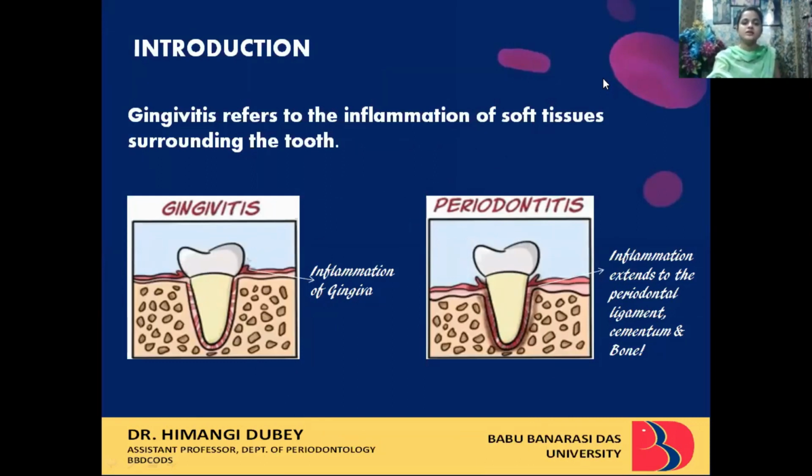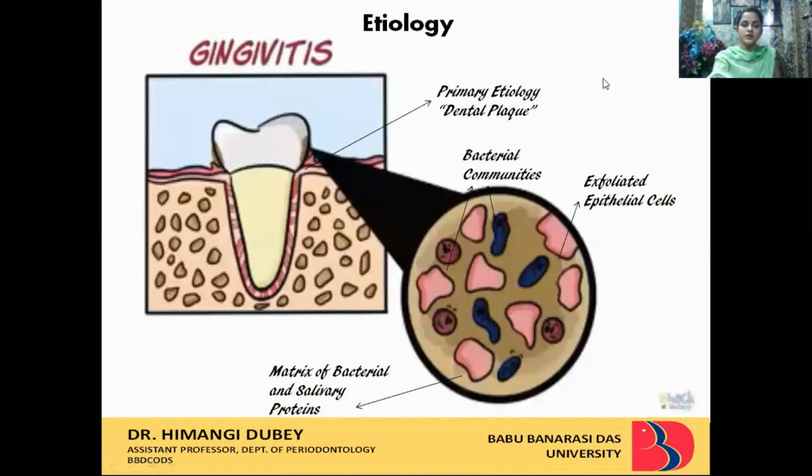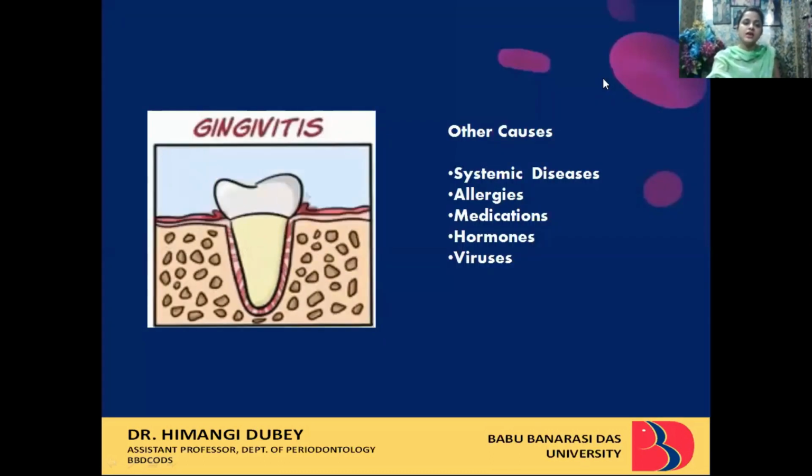Inflammation in gingivitis is restricted to the gingiva, unlike periodontitis, where inflammation extends to other periodontal tissues like periodontal ligament, cementum, and alveolar bone. The primary etiology of gingivitis is dental plaque, which comprises predominantly bacterial communities in a matrix of exfoliated epithelial cells, bacterial and salivary proteins. Gingivitis, however, could be caused by systemic diseases, allergies, medications, hormones, viruses, and many other factors.